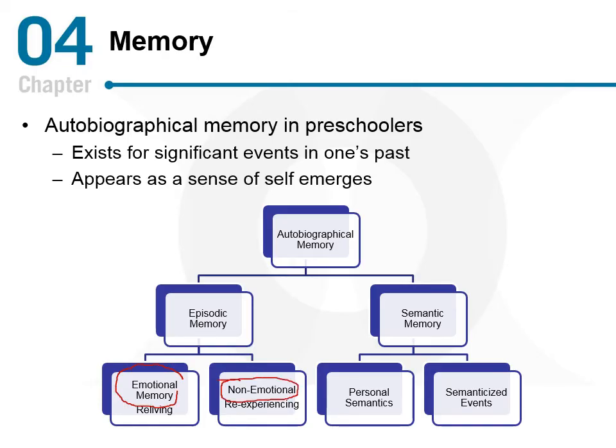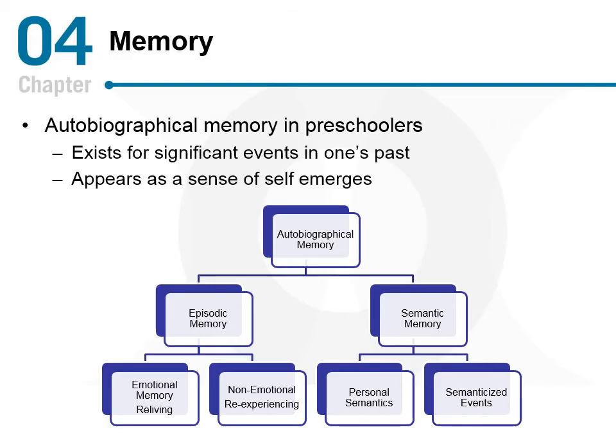Now, what we're talking about is that when we retrieve emotional memories, we tend to relive them. That's where PTSD can become a problem. And non-emotional memories, we tend to re-experience them. But either one, they tend to be episodic memories. And this is sort of our conceptual, our generic knowledge of our lives. Basically, we typically kind of make it our biography.